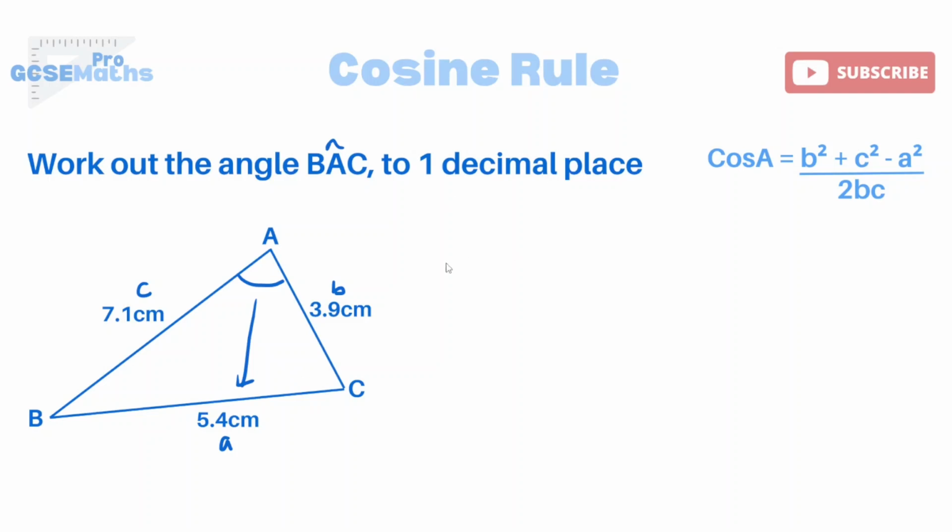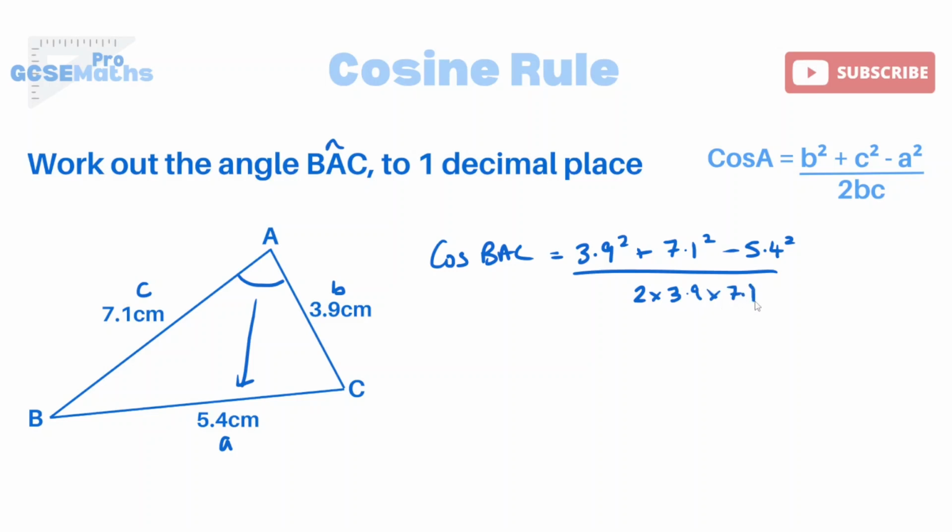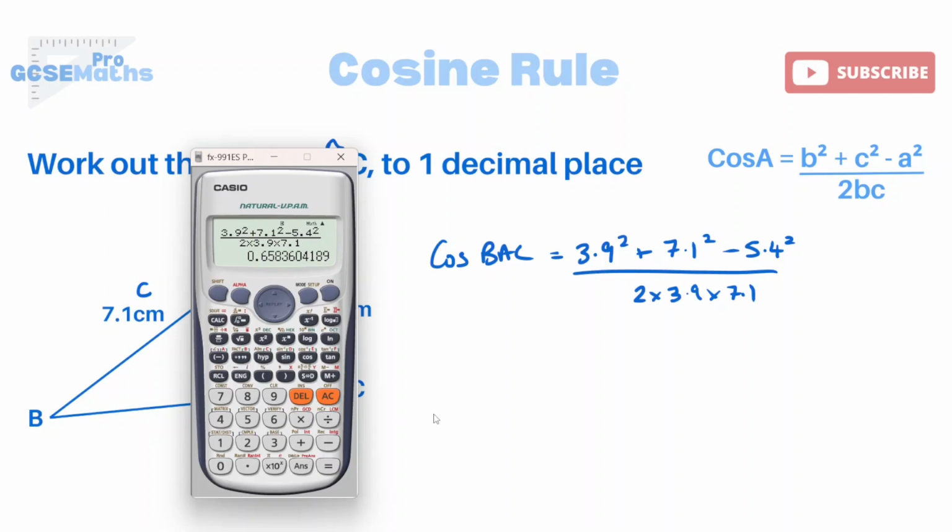So now I'm just going to fill out this version of the formula. So I've got cosine of angle BAC equals B squared plus C squared minus A squared this time, all over 2 times B times C. And that's what I put in my calculator. Okay. Now you can see I've got an answer, 0.65.